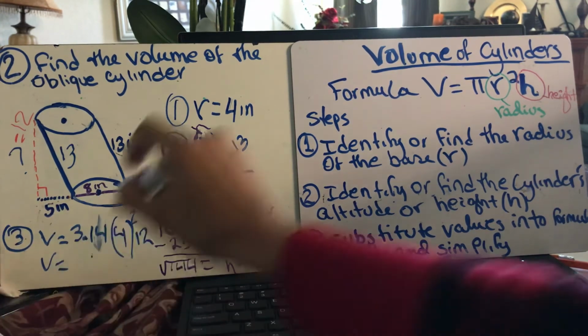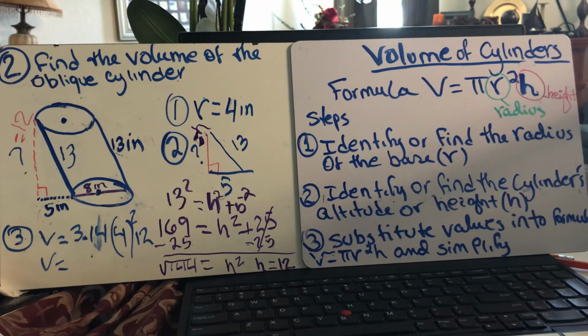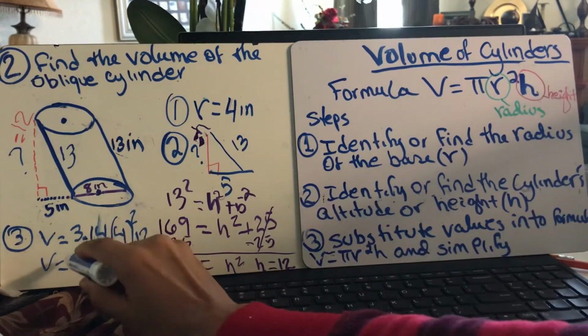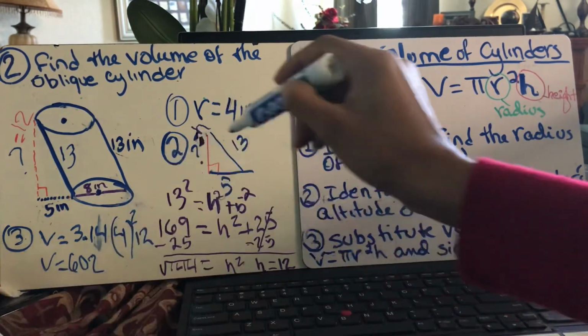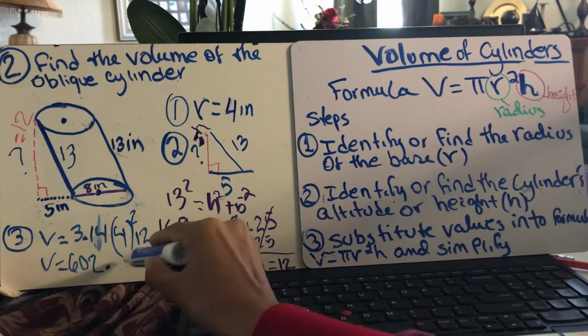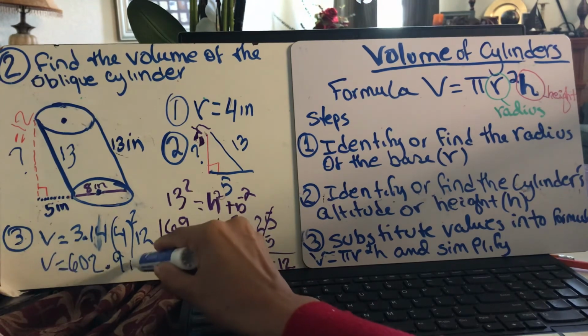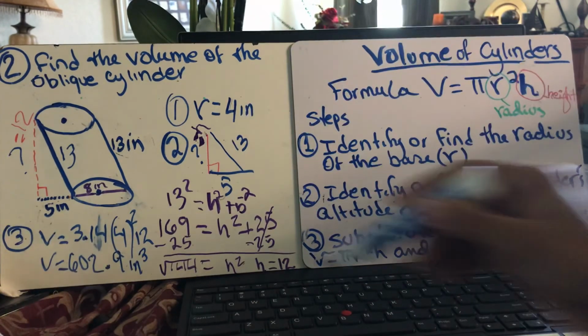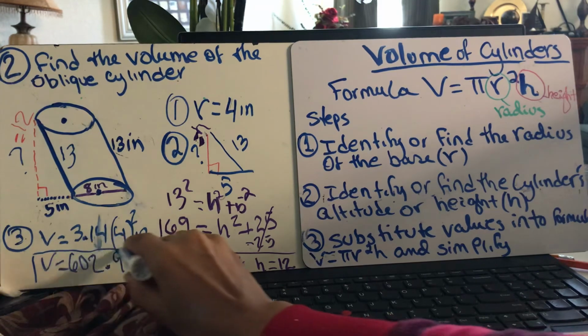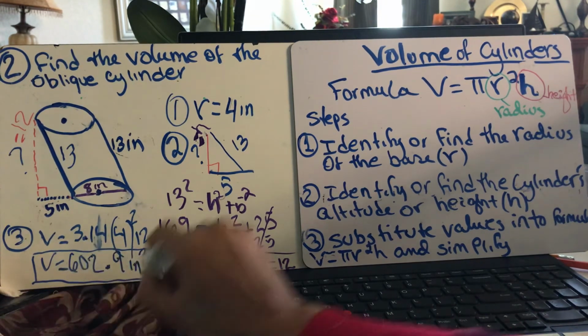I have V equals, when I put that in the calculator, 4 times 4, 16, times pi, times 12. And I get approximately 602.9. I'm going to round it to the nearest tenth. And that's inches to the third power. And that's the volume.